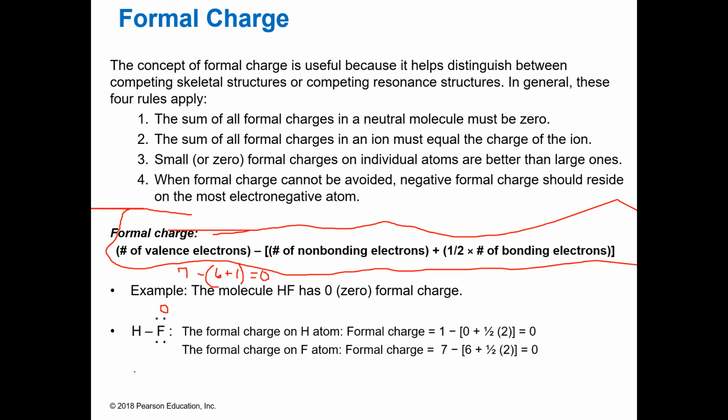Hydrogen has 1 valence electron. It has 0 non-bonding electrons. It doesn't have any lone pairs. It has 2 bonding electrons associated with it, these 2. So half of 2 is 1. And so 1 minus 1 is 0. So our formal charge for hydrogen right here is 0. And that's a good thing. We want it to be 0. Okay, let's look at another one.